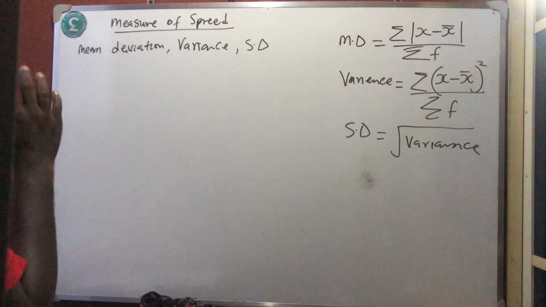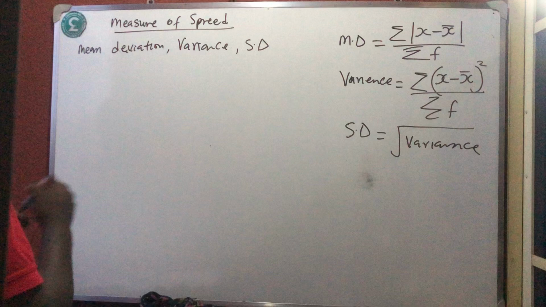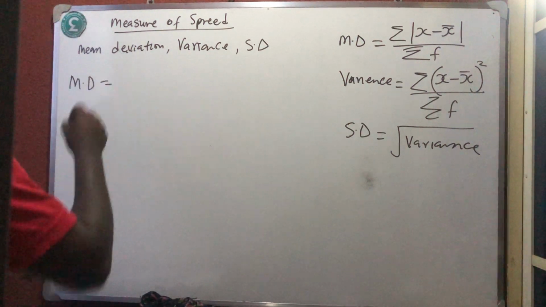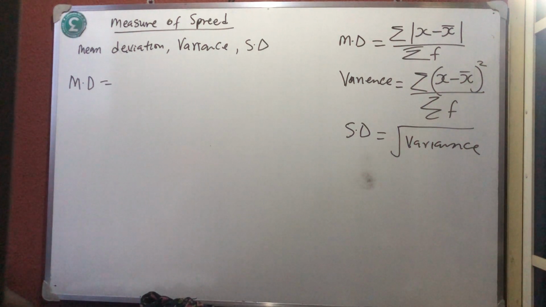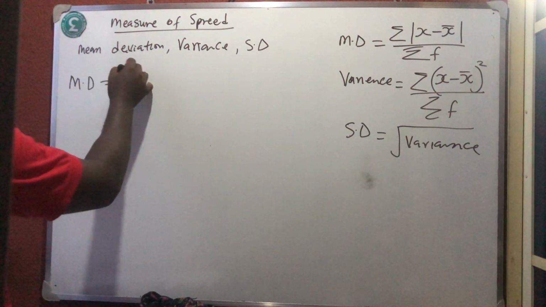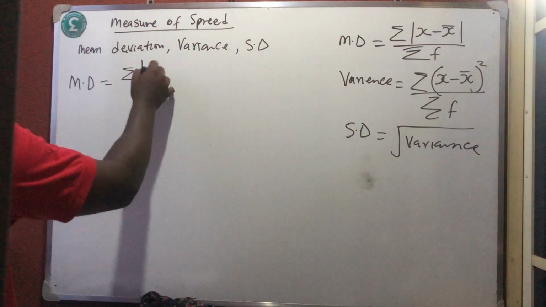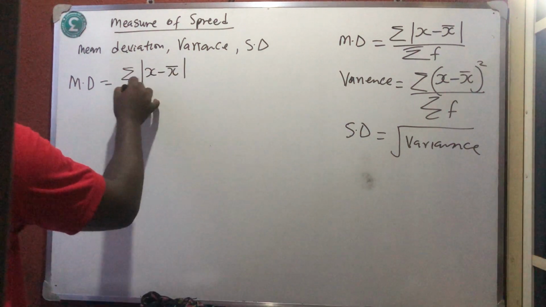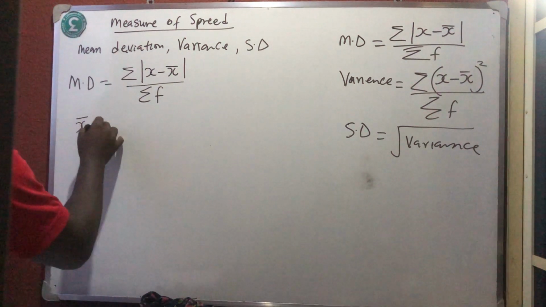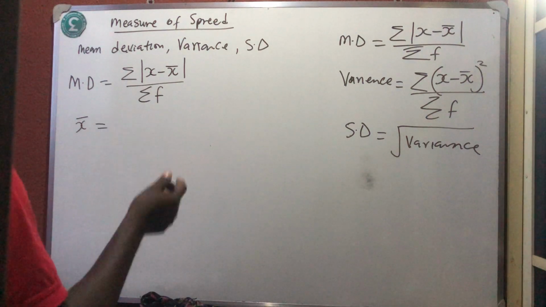This one is for ungrouped data. In grouped data, the first one we are going to talk about is the mean deviation. The mean deviation does not change, even for grouped and ungrouped data. It's simply the summation f of the absolute value of x minus x bar, all over summation f. But don't forget how to get your x bar for grouped data. Even for grouped and ungrouped data, it's still the same thing.